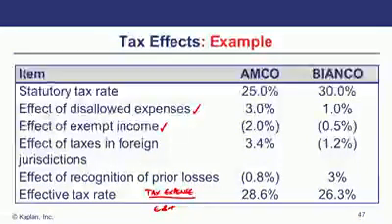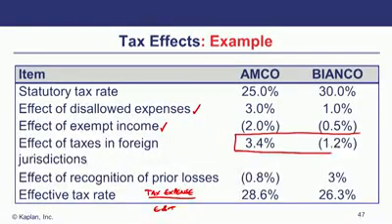Now, what we're particularly interested in this reading is this line here. Now, this is the effect of taxes in foreign jurisdictions. Now, we've got two companies here, AMCO and Bianco. AMCO, notice this is increasing its effective tax rate. That's a good indication that its overseas subsidiaries are paying rates of tax in excess of its statutory rate of 25%. Bianco, though, notice the effect of its taxes in foreign jurisdictions, minus 1.2. So its indication is its subsidiaries are operating in lower tax rate regimes.